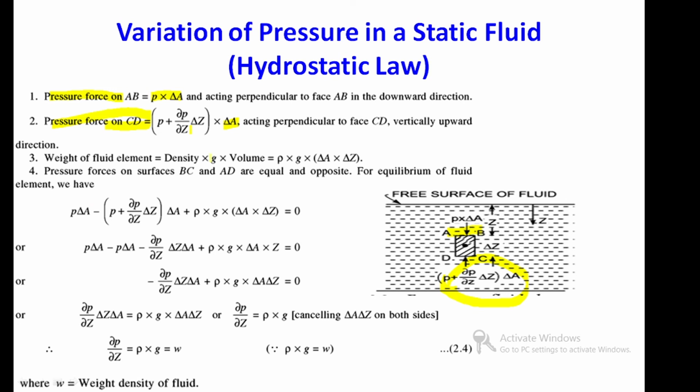Weight of the element is equal to density into g into volume. Substituting here, we get rho g into del A into del Z. The fourth one: the pressure forces on surfaces BC and AD are equal and opposite.